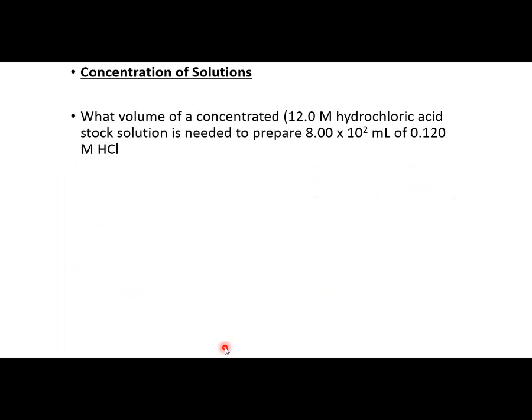Now let's consider that we have a concentrated solution of hydrochloric acid. My concentrated solution of hydrochloric acid is 12.0 molarity. So that's my stock solution that I'm beginning to prepare my dilutions from. I would like to prepare 8 times 10 to the second, or 800 milliliters, of a dilute solution of hydrochloric acid. That would be 0.120 molarity.